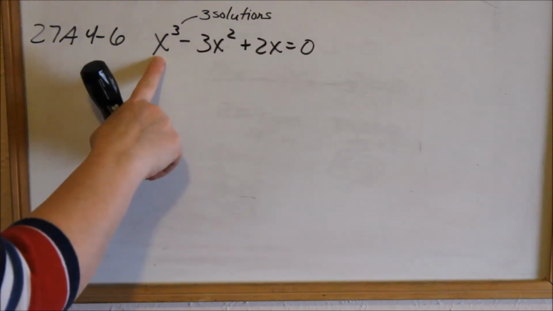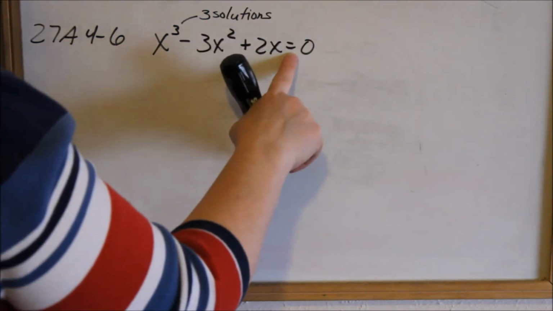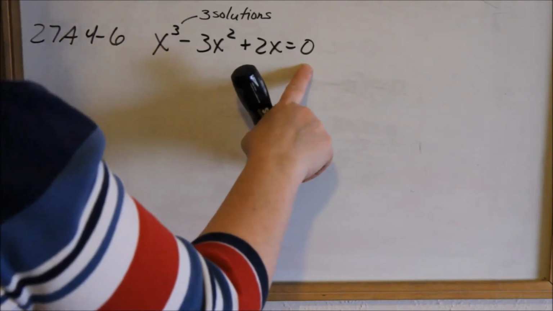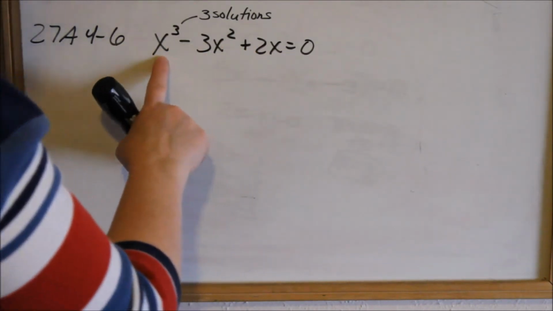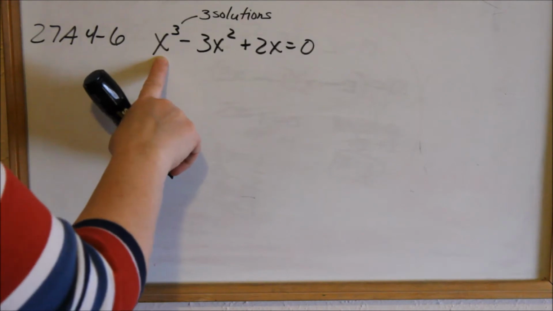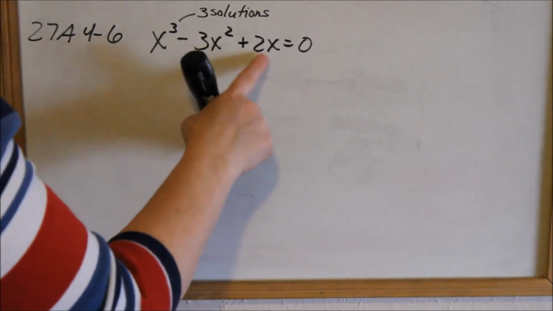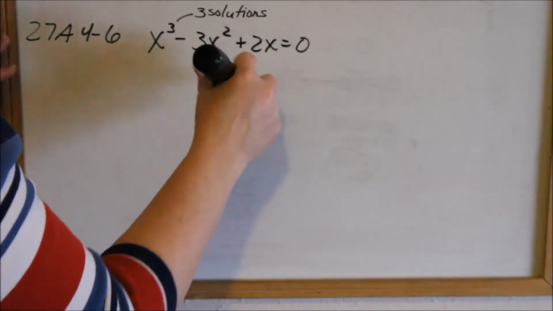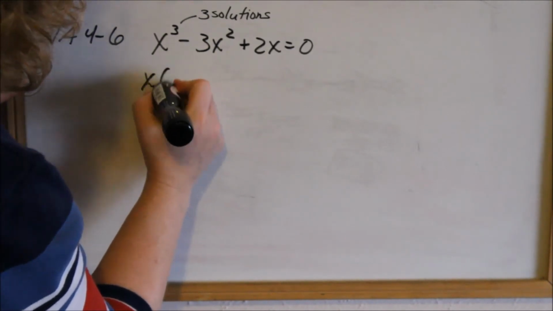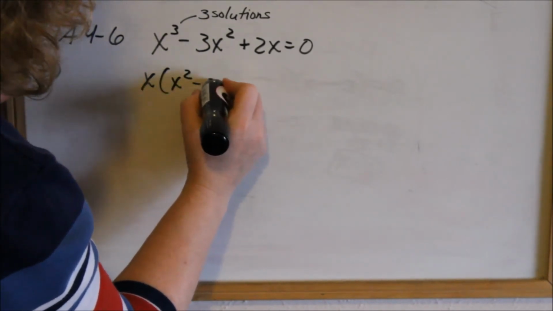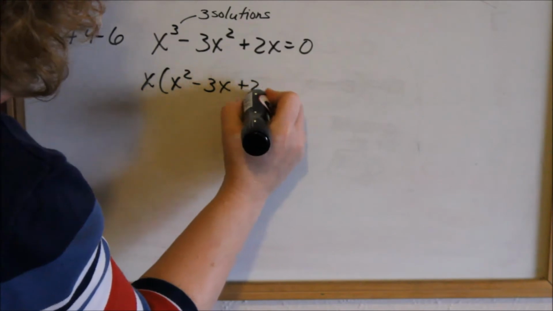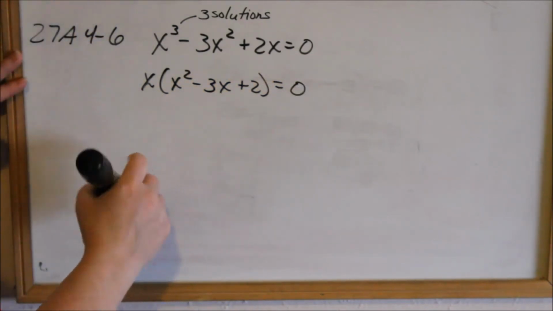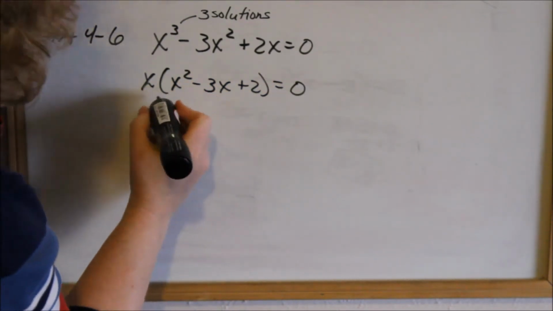Alright? So the first step is, is it set equal to 0? It is set equal to 0, so now we're ready to go to step 2, which is factor. You look for a greatest common factor. I can't factor anything out of my numbers, but I can factor out an x. So I'm going to factor out an x. That leaves me x squared minus 3x plus 2, still setting equal to 0. Now I can factor this trinomial.